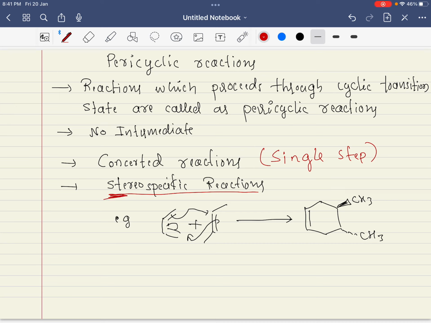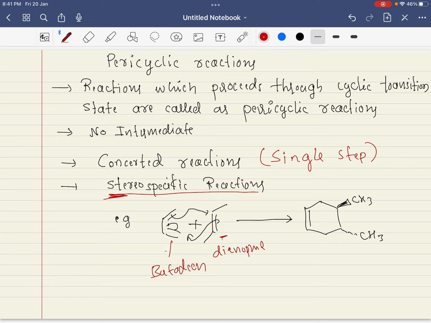What is the meaning of stereospecific reaction? Stereospecific means the reactions in which whatever the stereochemistry in the reactants, that will reproduce faithfully in the products. Look at here, two reactants are there. One is butadiene and the other one is dienophile, the ethene molecule, trans ethene molecule.